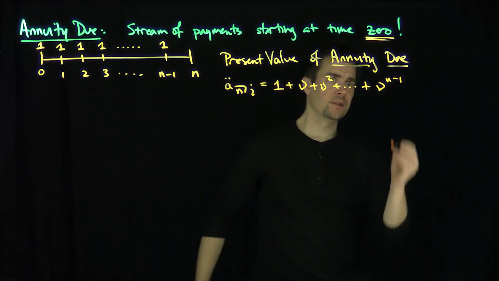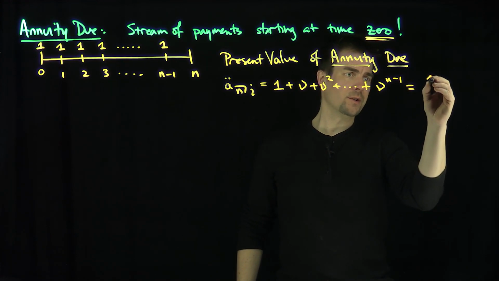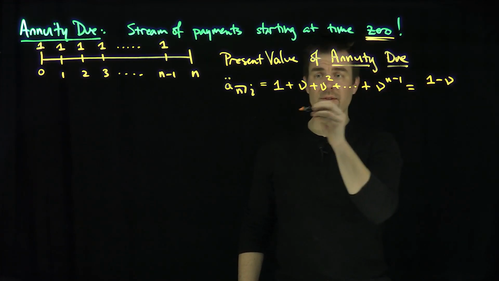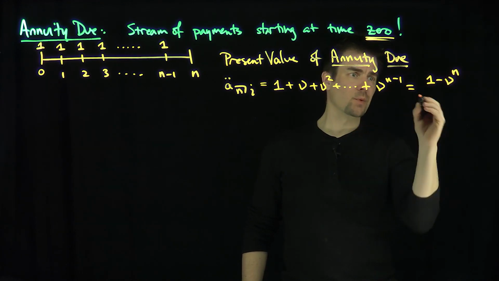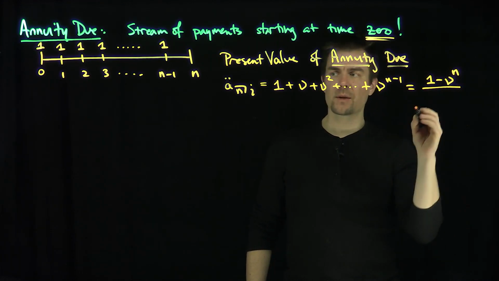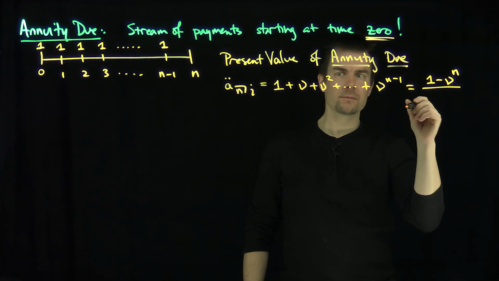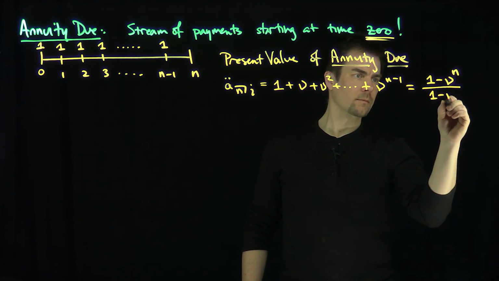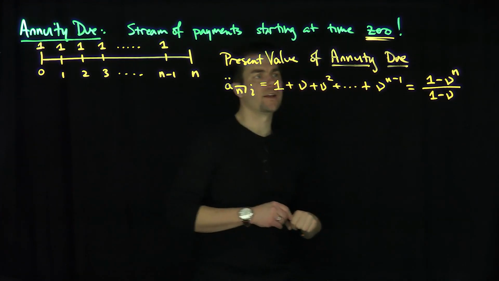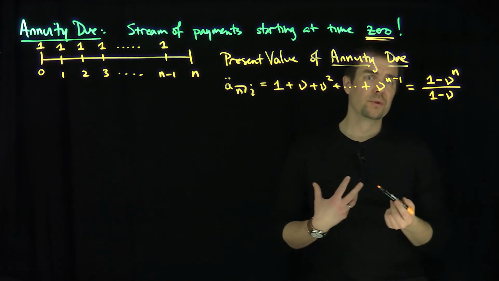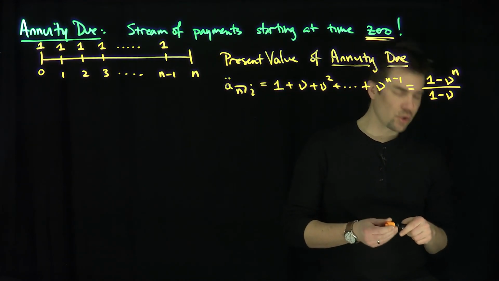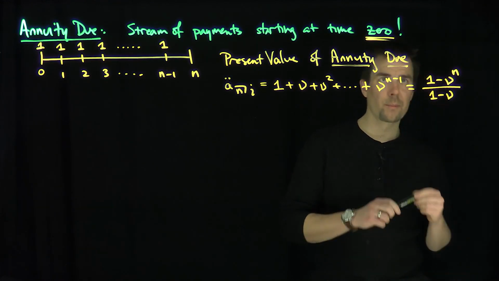This is a geometric series, and I can use the geometric series formula to write this as 1 minus nu, that's the common ratio, to 1 more than the last power. So 1 more than n-1 is n, and then I divide this by 1 minus nu over here, and that is our formula. Now we can simplify this. I don't like seeing that 1 minus nu in the denominator, so we use a relationship.